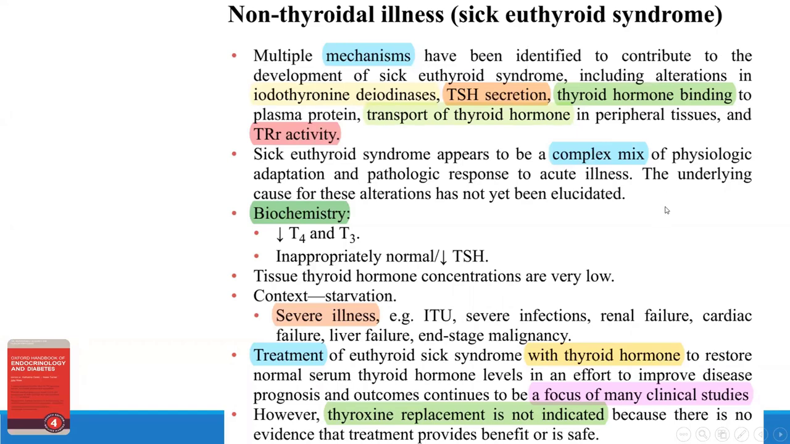A severe illness, like any patient in intensive care unit, severe infection, severe burn, renal failure, cardiac failure, liver failure, end-stage malignancy, in this situation, you must suspect non-thyroidal illness syndrome. Treatment of non-thyroidal illness syndrome: no treatment. Just follow up and redo thyroid function test after recovery of the severe illness. Some authorities recommend thyroxine replacement therapy, which is not recommended in the guidelines.